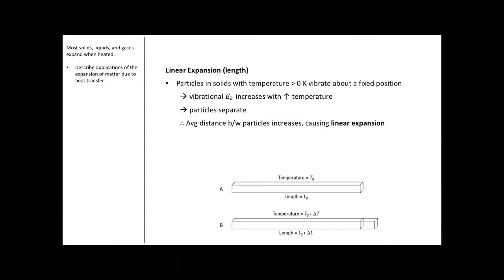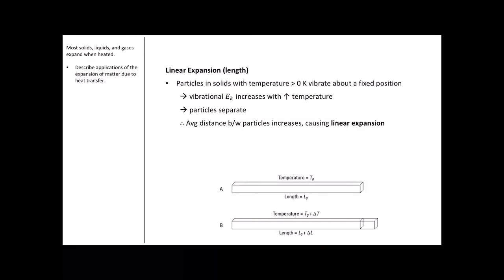Most solids, liquids, and gases expand when heated, and in stage 1 physics, you'll need to be able to describe applications of the expansion of matter due to heat transfer. So, most materials expand when heated and contract when cooled, although there is a very prevalent example on Earth which doesn't contract when cooled. See if you can think about what it is. You might have covered it in bio, I'm not 100% sure.